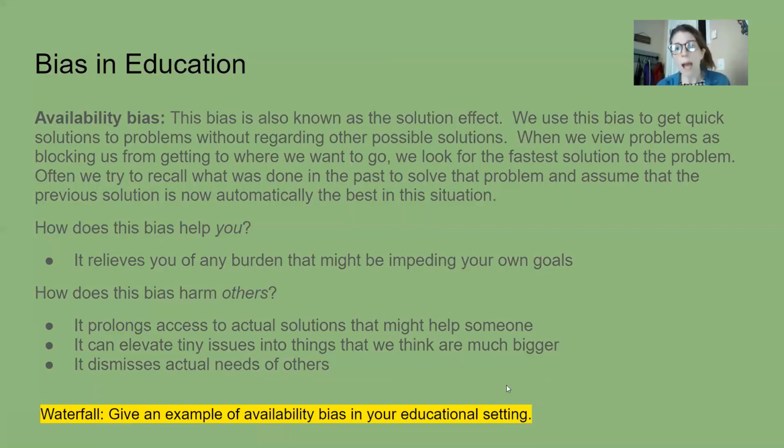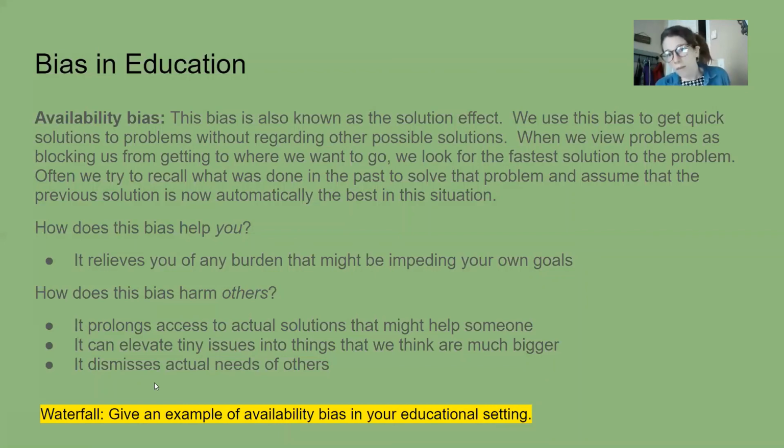And so how does availability bias help you? Well, it basically relieves you of any burden that might be impeding your own goals. So if your goal is to teach children how to read, and you have a child that is really struggling to learn how to read, your first attempt is to try and find something else that is available to help them, because that is getting in the way of your teaching the other children how to read, for example. And so it really kind of helps you release that burden on yourself.